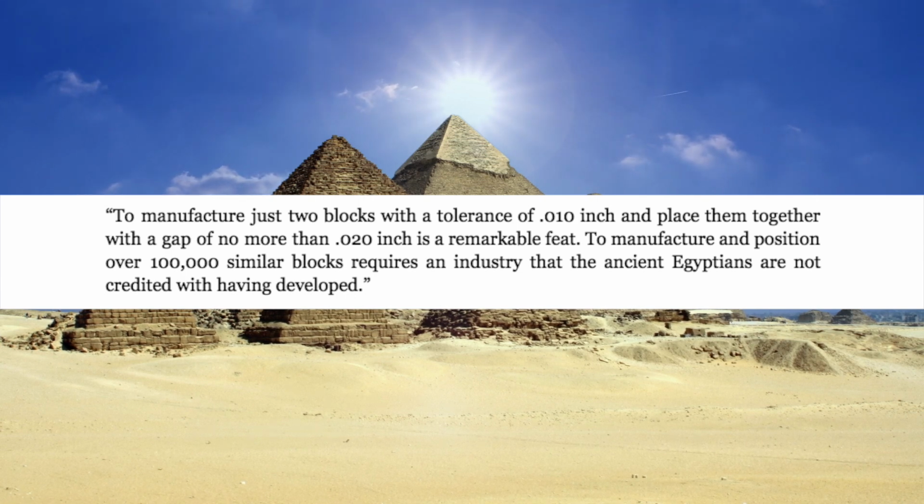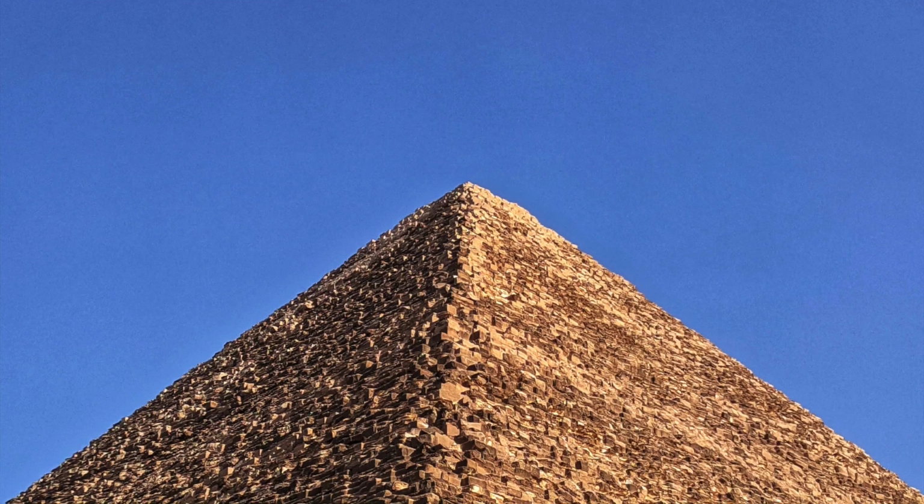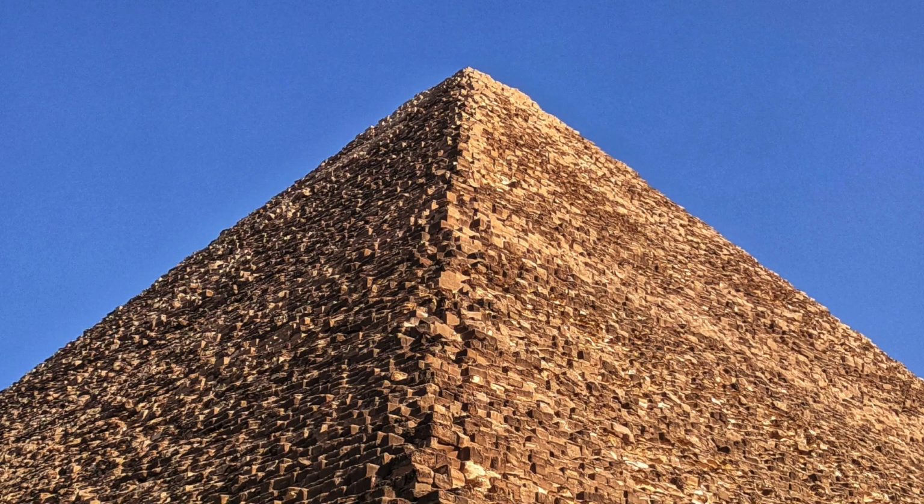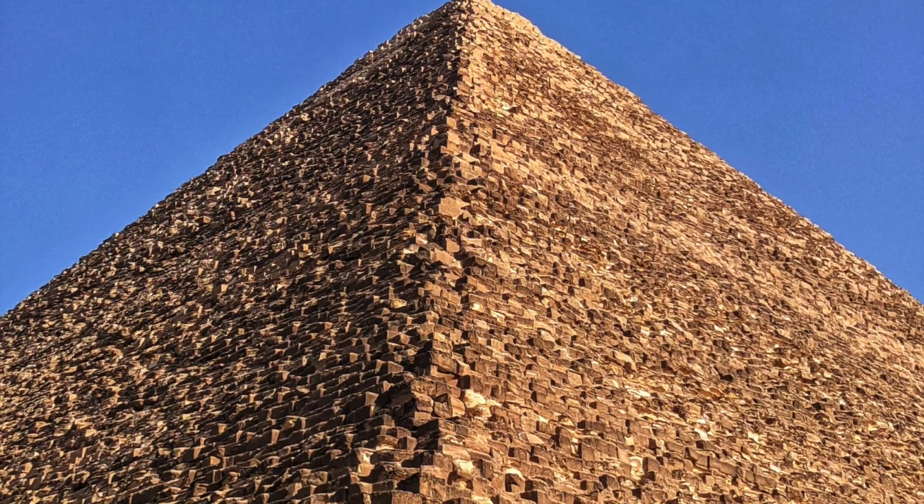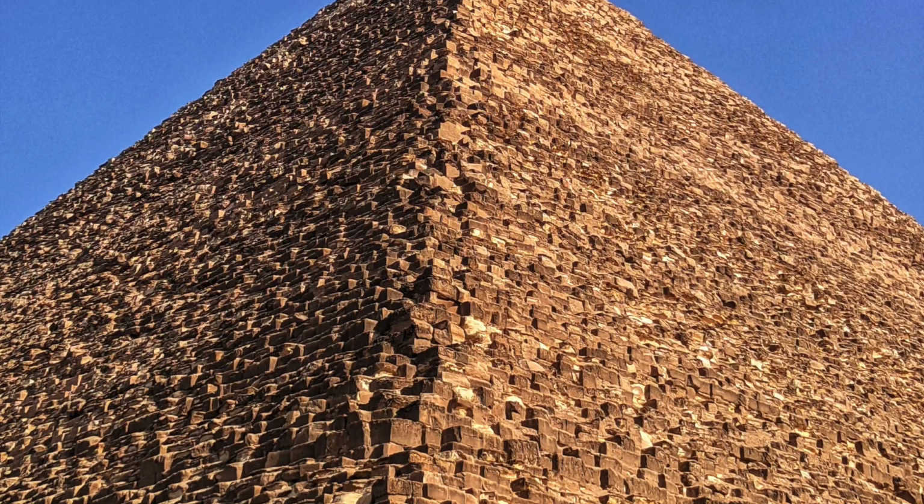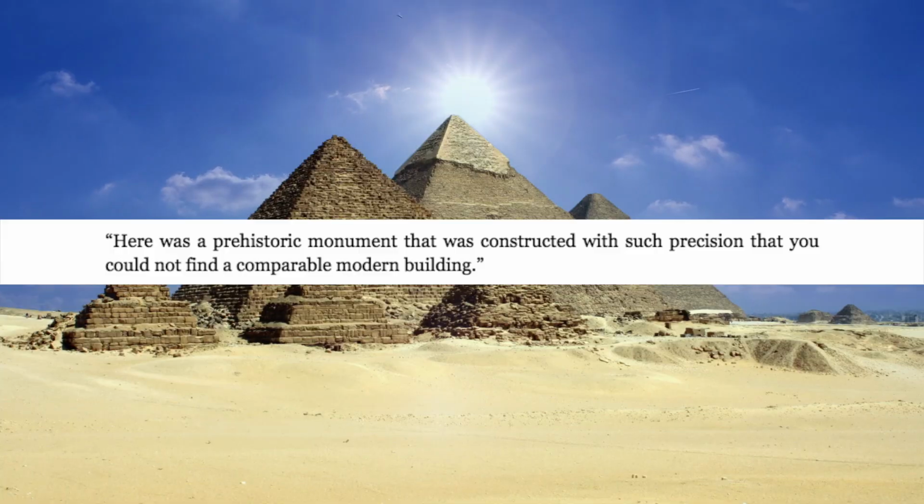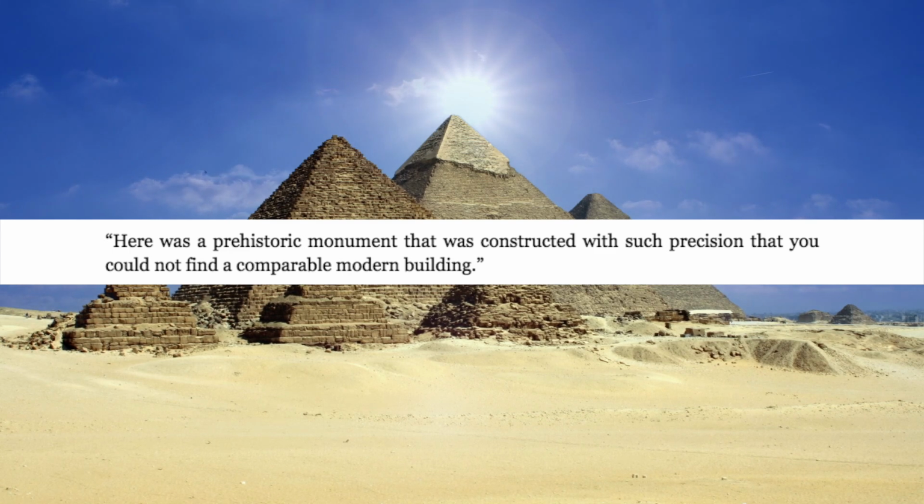To manufacture and position over 100,000 similar blocks required an industry that the ancient Egyptians are not credited with having developed. He goes on to write that these blocks vary between 16 and 20 tons each, and are bonded together with a type of cement that was so firmly held that it was stronger than the blocks themselves. Dunn is quick to point out that, quote, here was a prehistoric monument that was constructed with such precision that you could not find a comparable modern building.